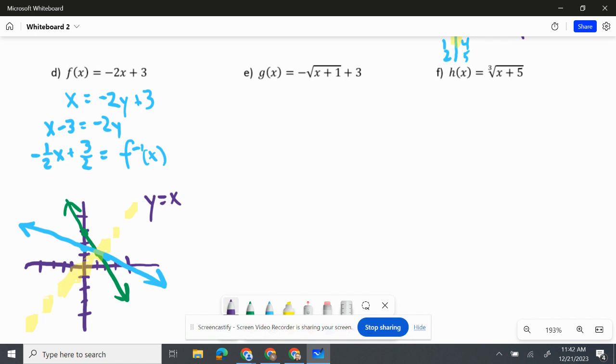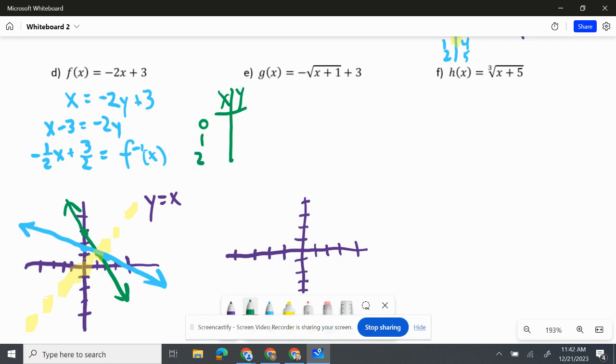So for letter E, I'm going to do the same thing. First thing I'm going to do is graph it. And so I'm going to start off with my table of values. What I want is the 0, 1, and 4. Those are the 3 easiest square roots.